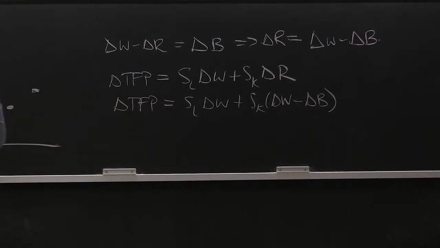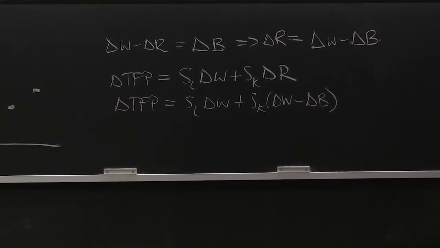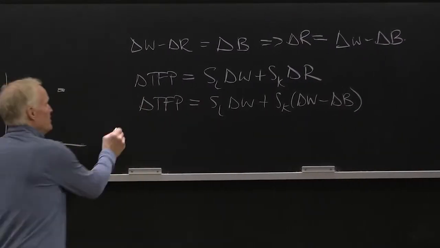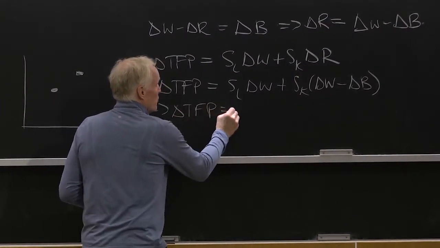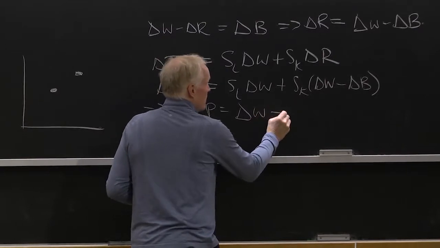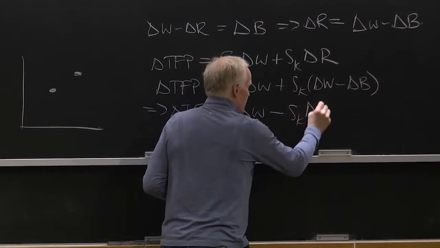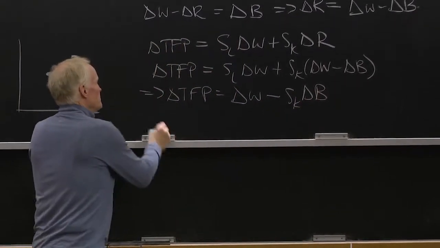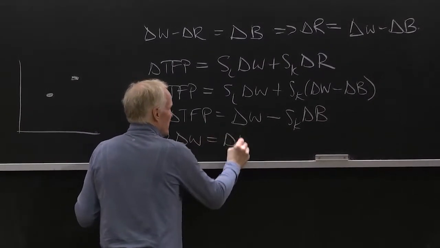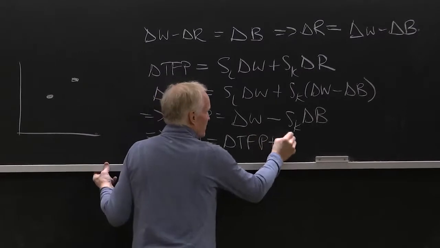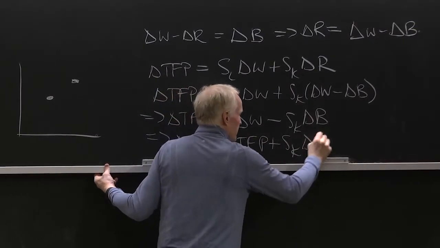Okay? You guys did that right. Which implies delta TFP equals delta W minus SK delta V, which implies delta W equals delta TFP plus SK delta V.